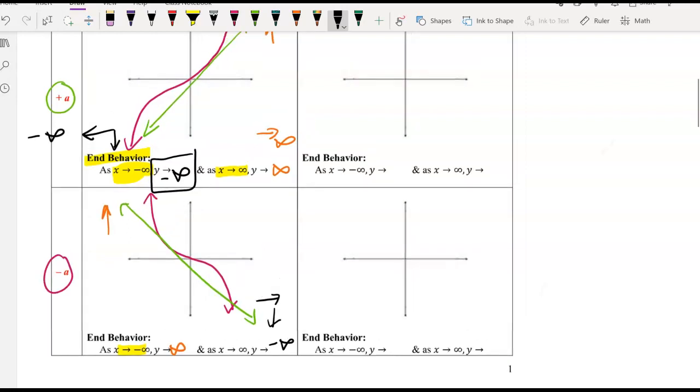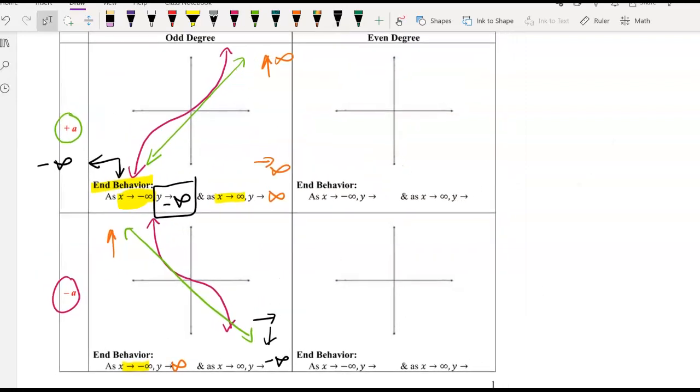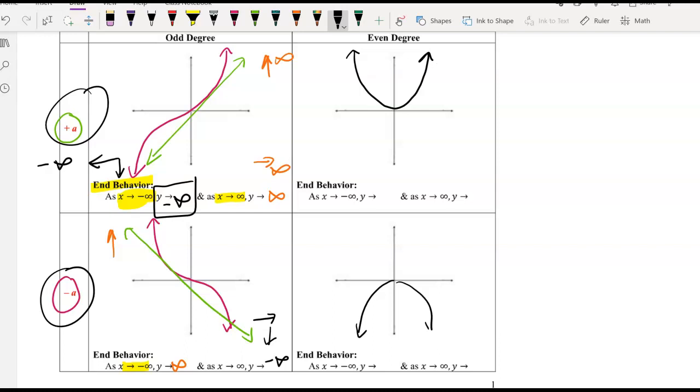So it's not something that you should memorize. It's something that, hey, sketch it out. Sketch the parent, and then that way you can see where it goes. The end behavior is exactly like the name. Where does it go? Where does it end up? Now, even degree, we so far have only studied the quadratic, but it's going to be the same. When A is positive, it's going to open upward, okay? When A is negative, it's going to open downward.